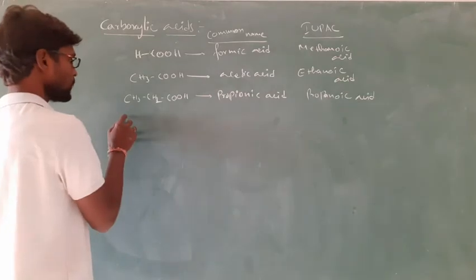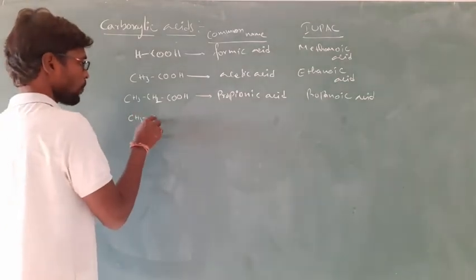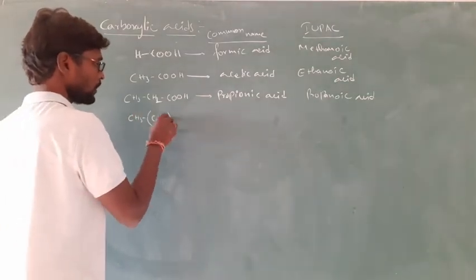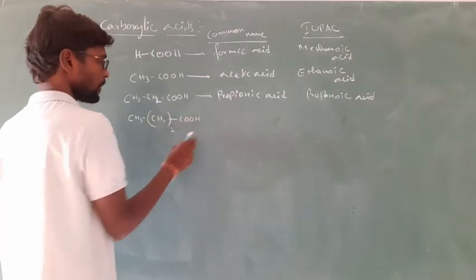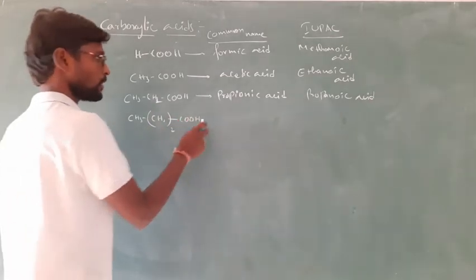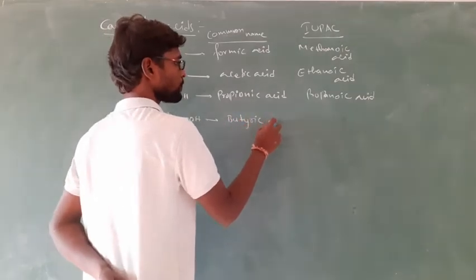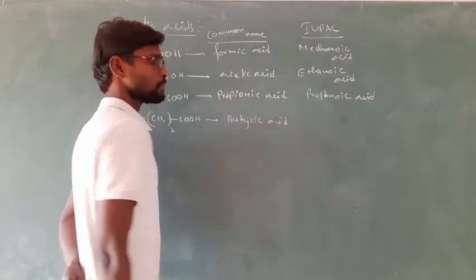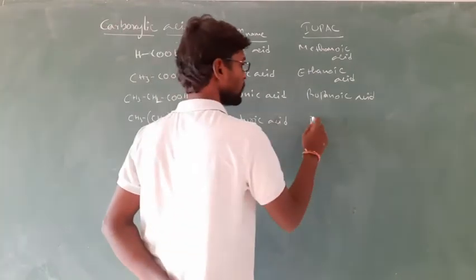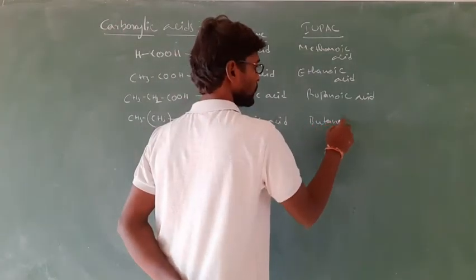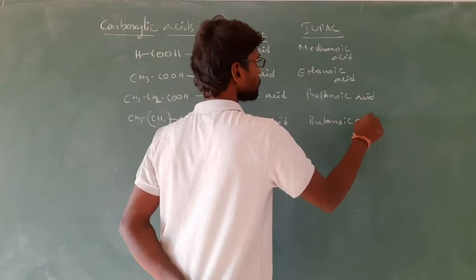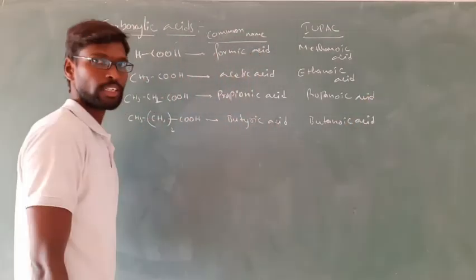Now the fourth one, CH3, CH2 written with 2, COOH. That means 1, 2, 3, 4 carbons are there. Here it is called butyric acid. In the IUPAC system it is called butanoic acid.